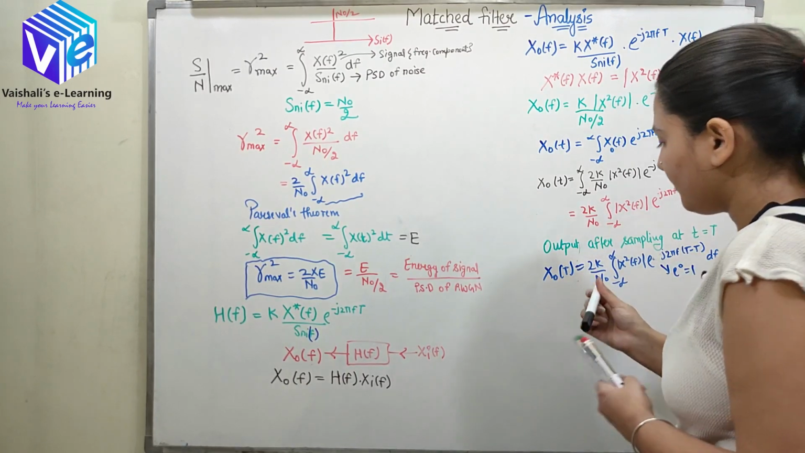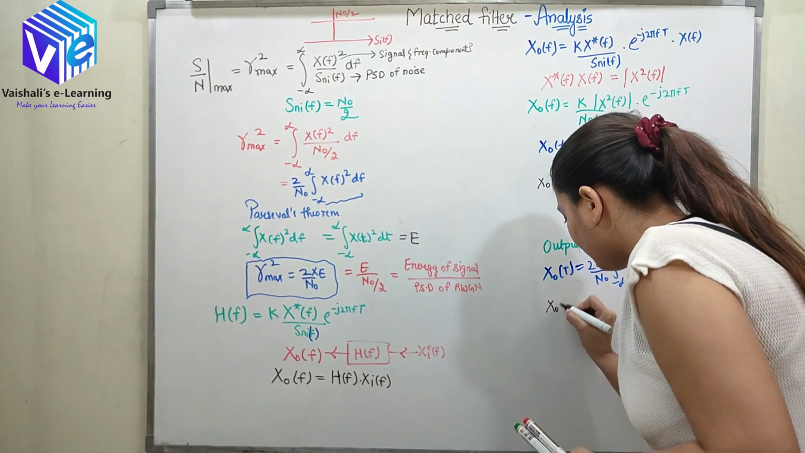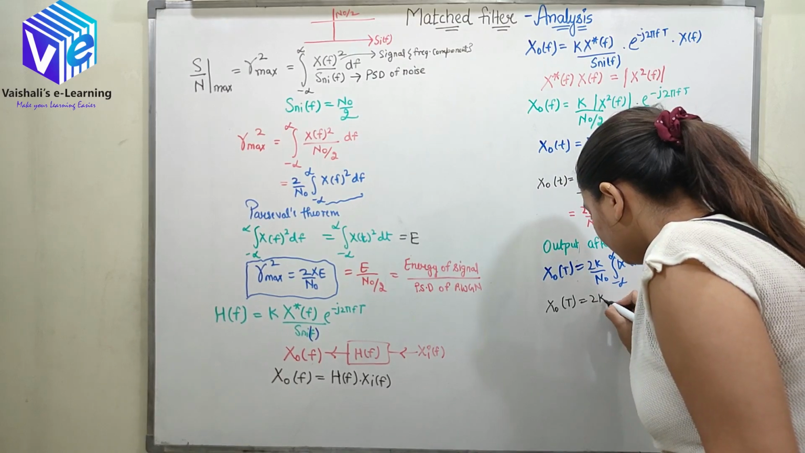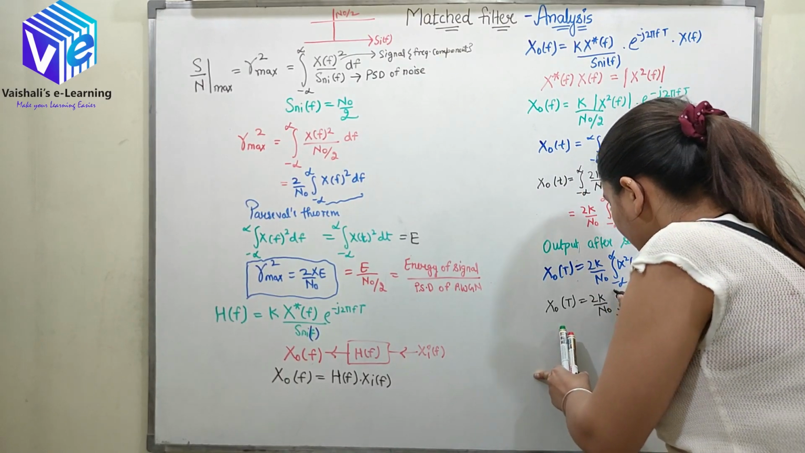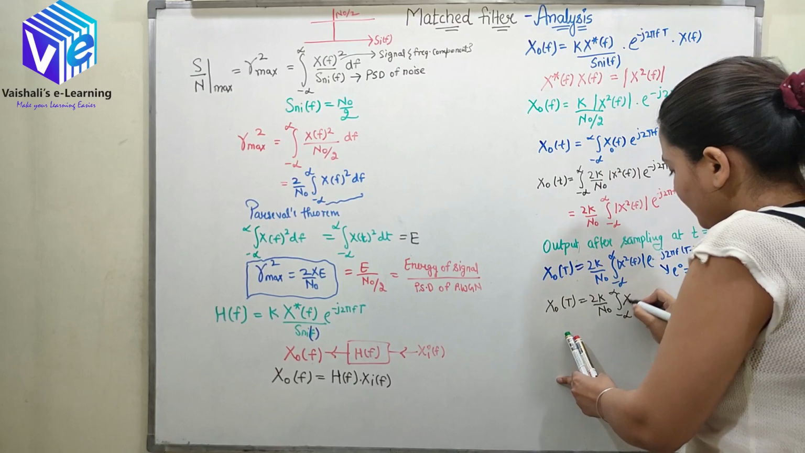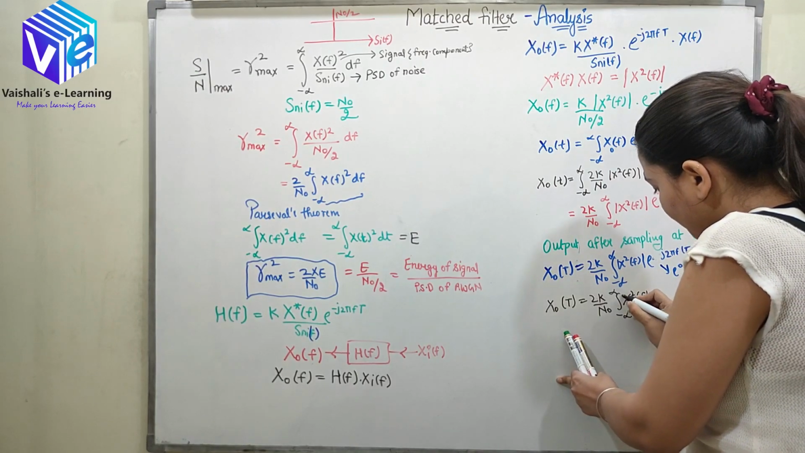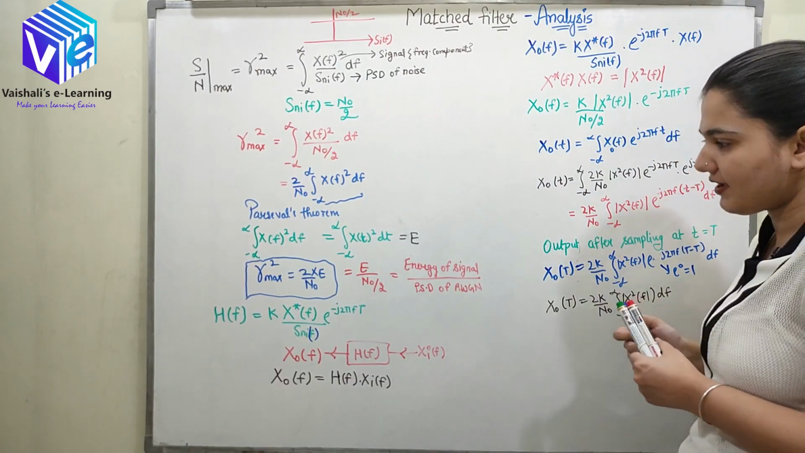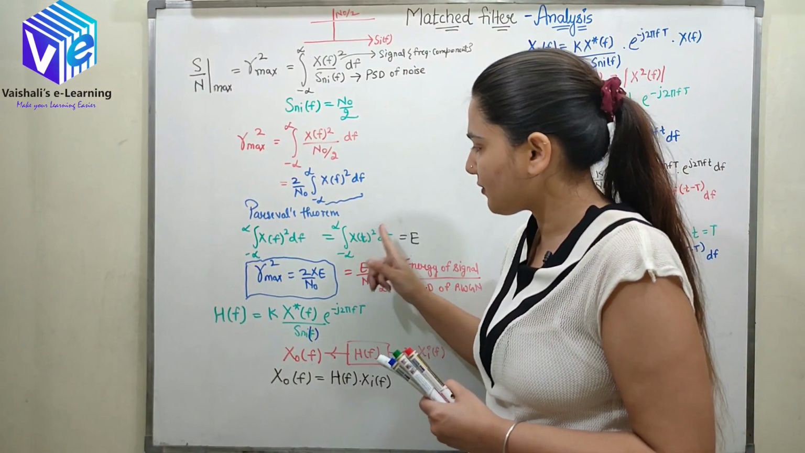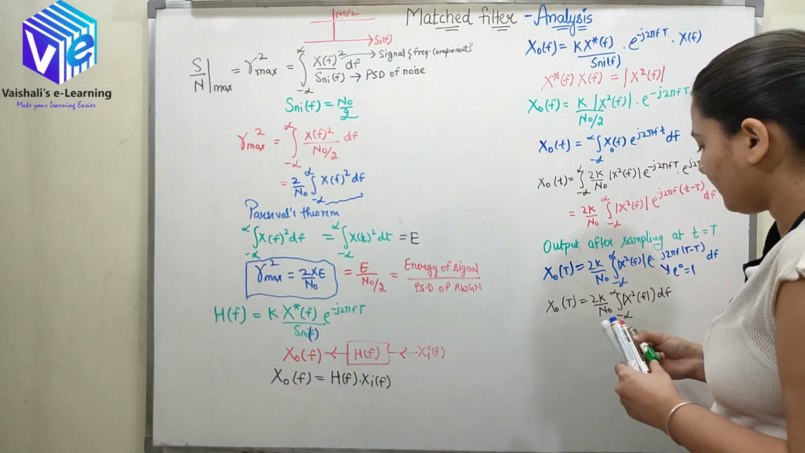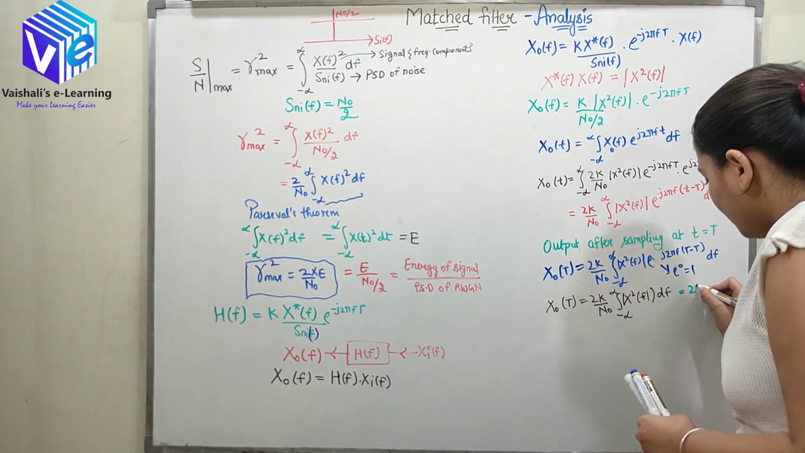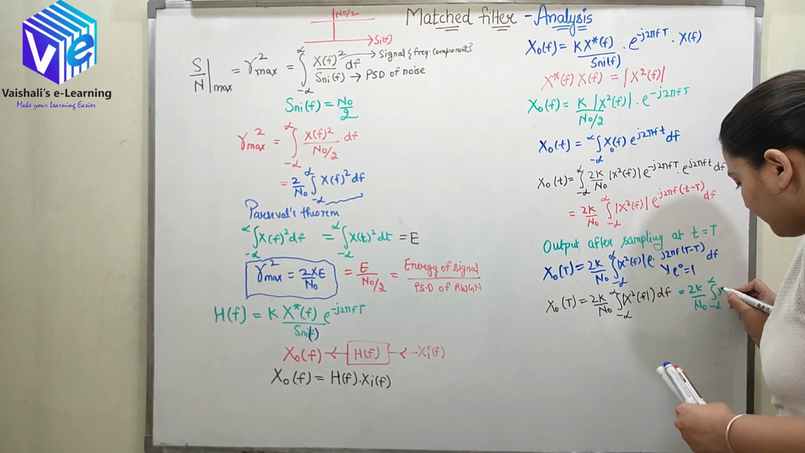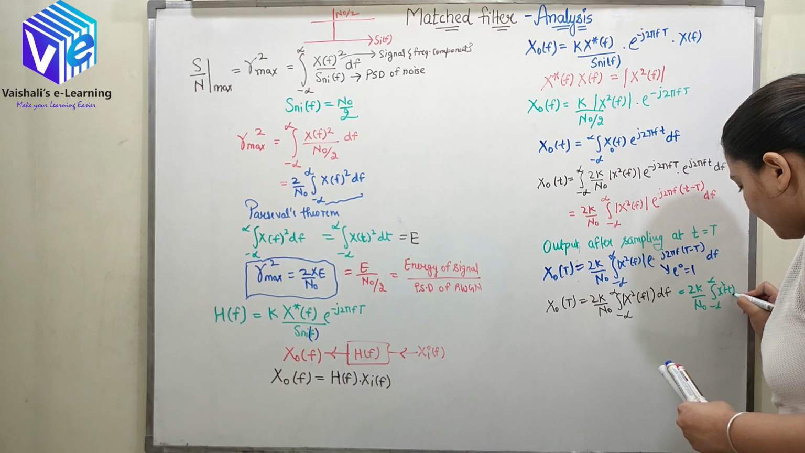So now my output X output t would be 2K by N naught integration from minus infinity to infinity X squared f df. Again I know X squared f df is equal to X squared t dt. So now I can write it equal to 2K by N naught minus infinity to infinity X squared t dt.